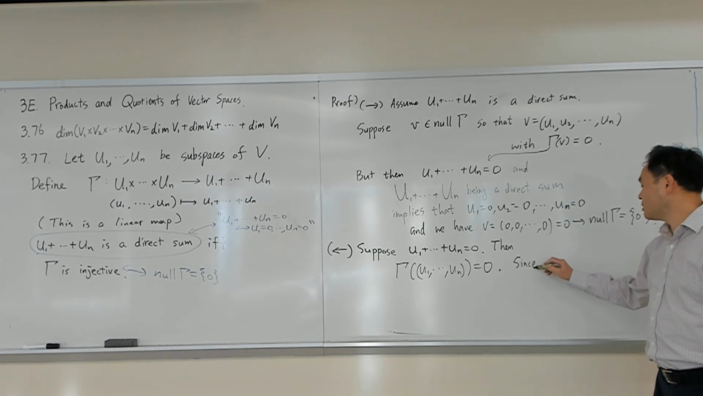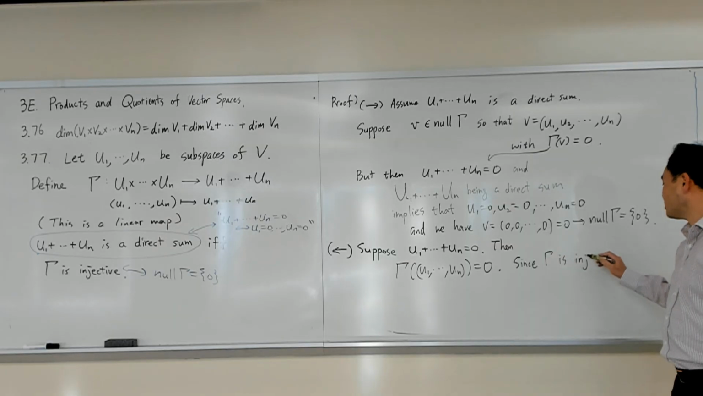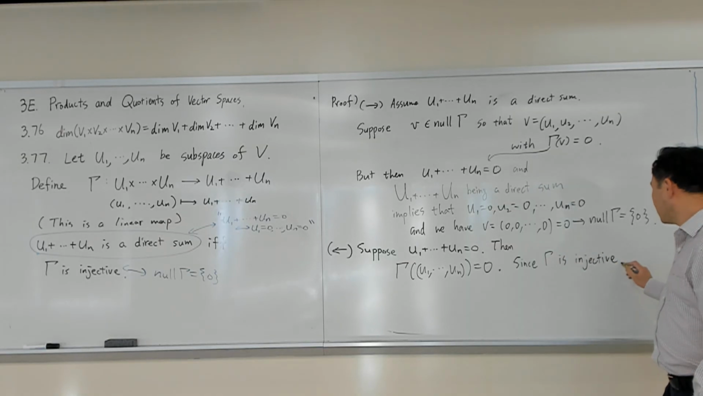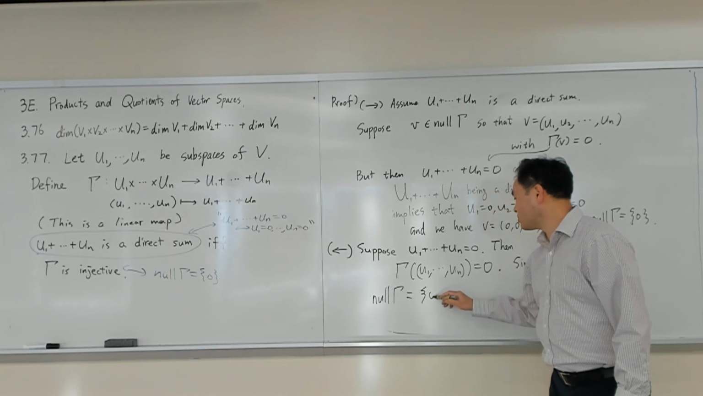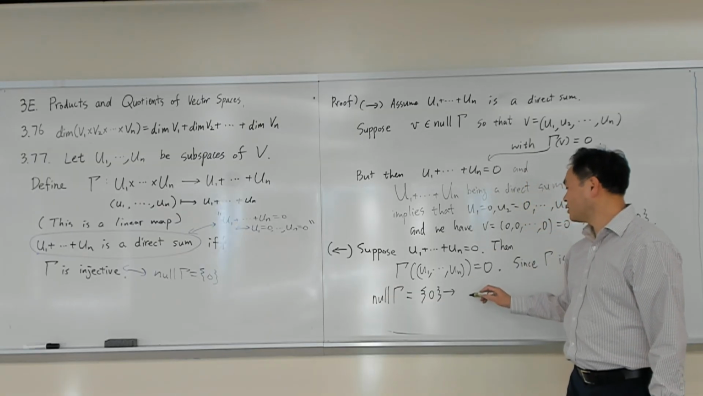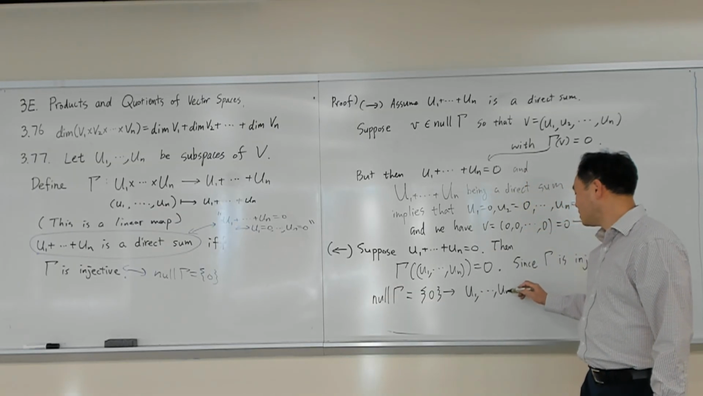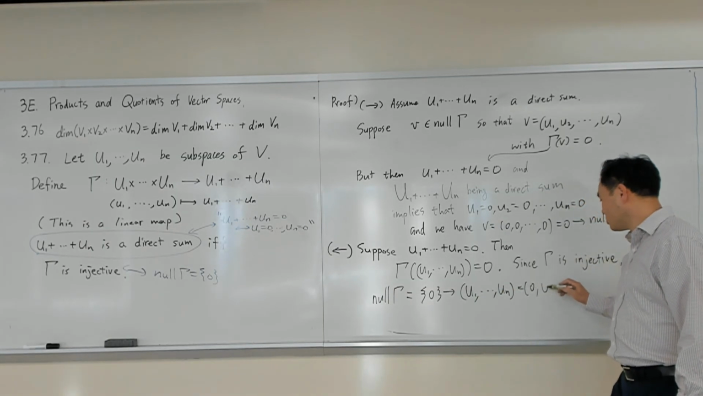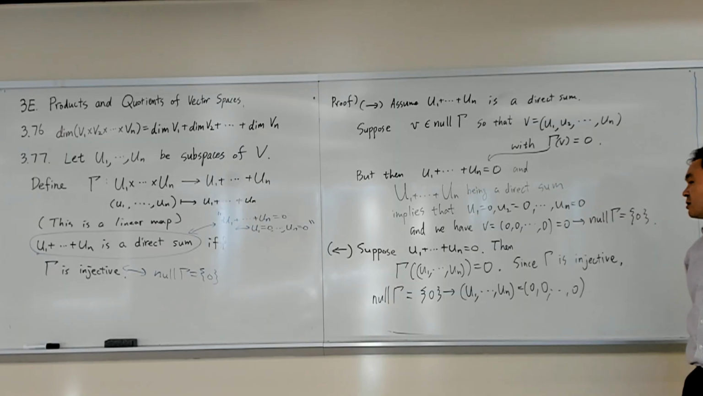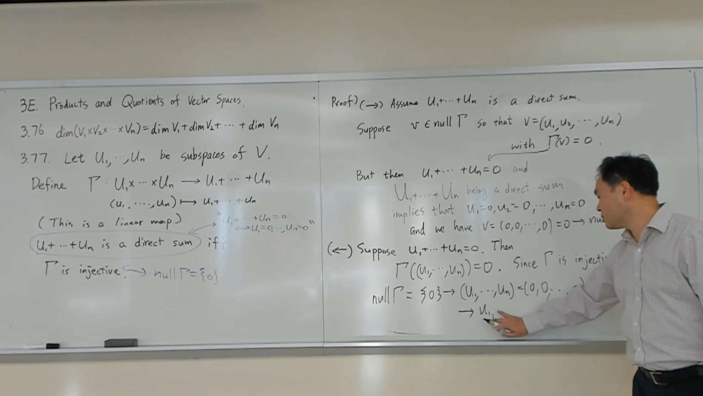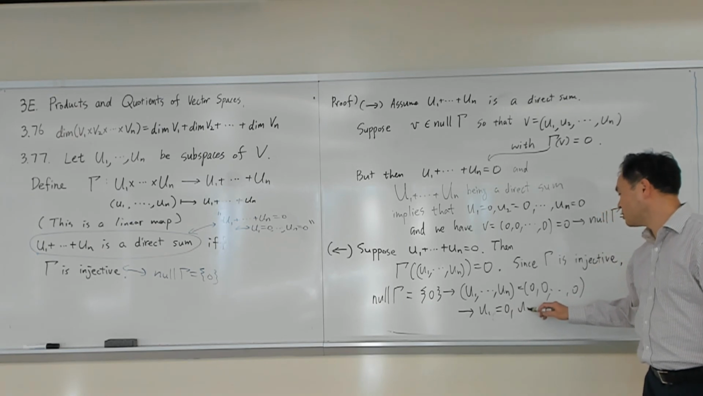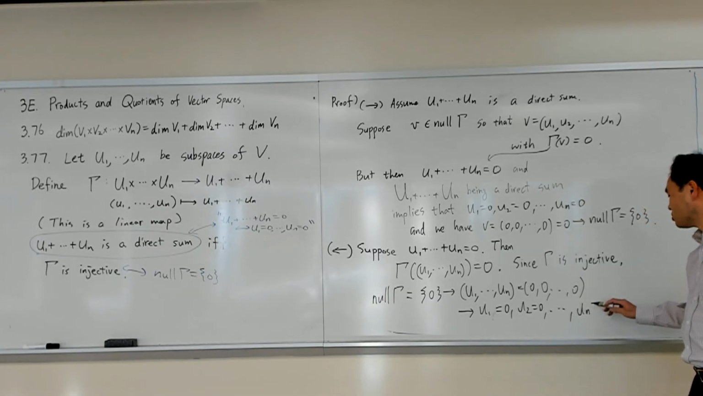Since gamma is injective, the null space of gamma is just 0, so that (U1, ..., UN) is equal to 0 everywhere. And that means U1 is 0, U2 is 0, all the way until UN equals 0, which finishes that it's a direct sum. Okay?